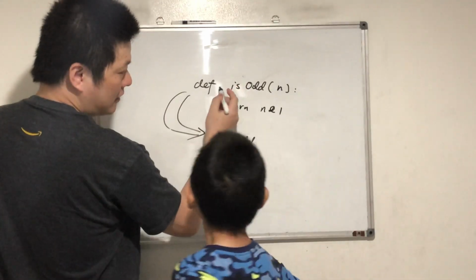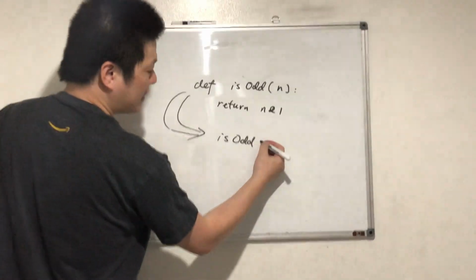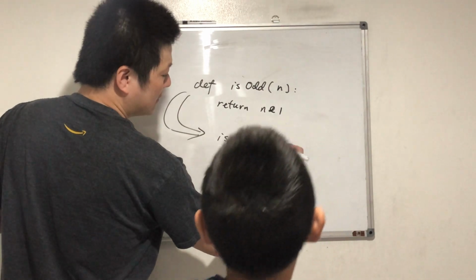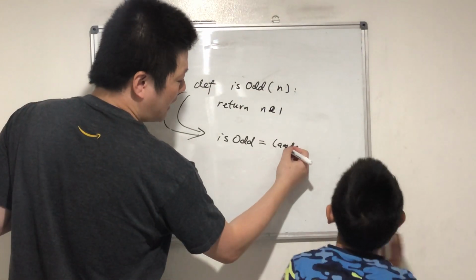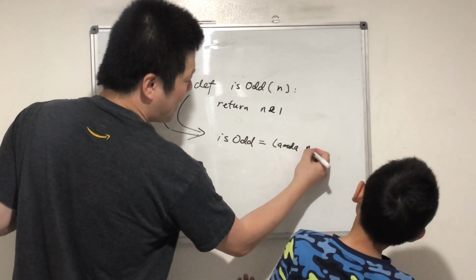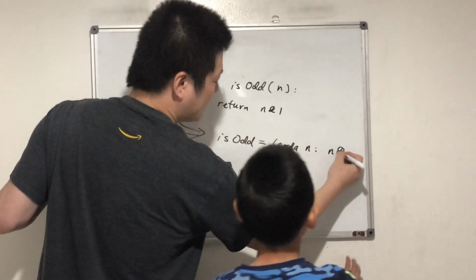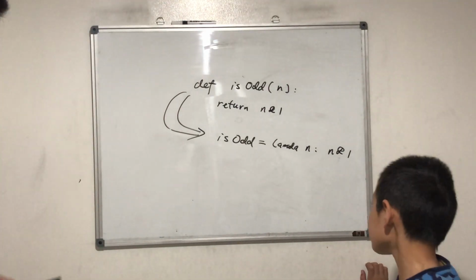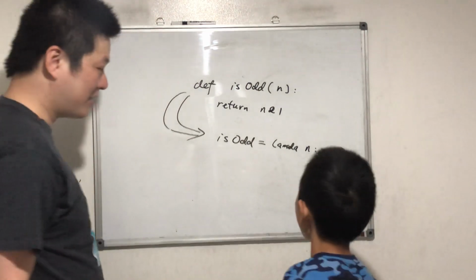Look, these two lines can be made into a single line, which is is_odd equals lambda n: n and 1. You see? So these two lines can be changed into this. Does it make sense?